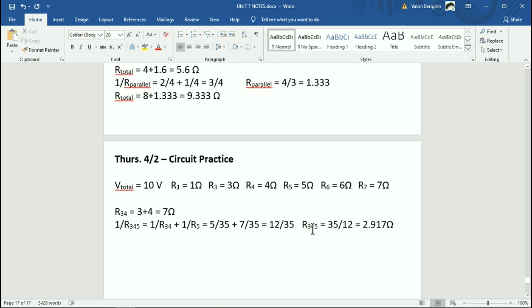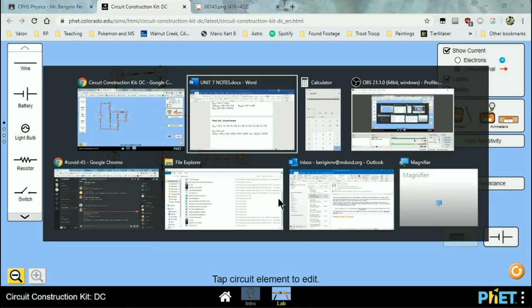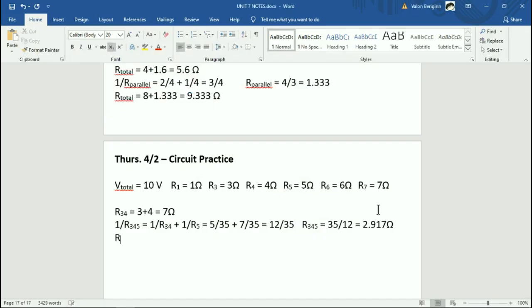Okay, so now we have the total resistance for 3, 4, and 5. All of this here has a total resistance of 2.917. Now that we've simplified these three together, they are now in series with the 7, right? No matter which path my current goes through, it then has to go through the 7. So once I've simplified these three, they are in series with the 7. Therefore, R3457 is just in series.